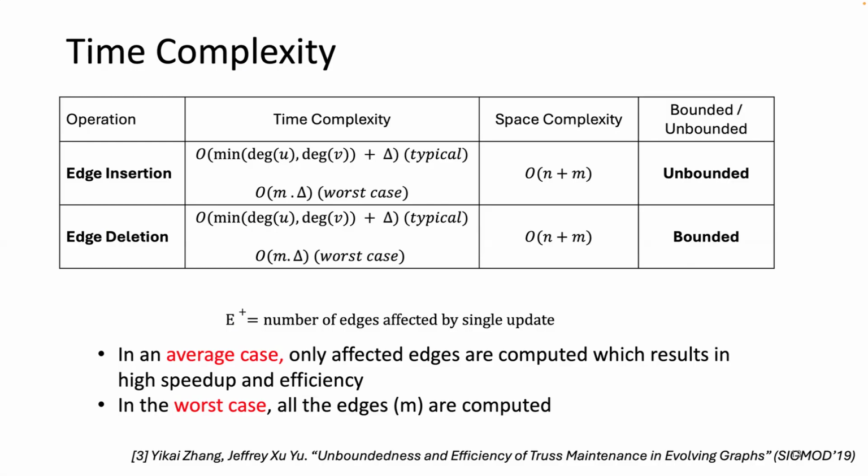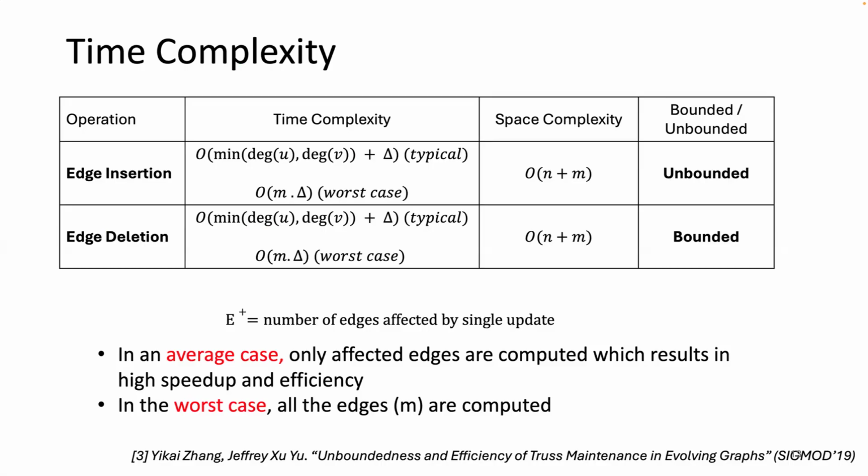And it is unbounded because we can have multiple insertions on a graph. But edge deletions are bounded. There's a boundary. We can't have more edge deletions than the edges we have in the original graph, right? So that's why it is bounded.